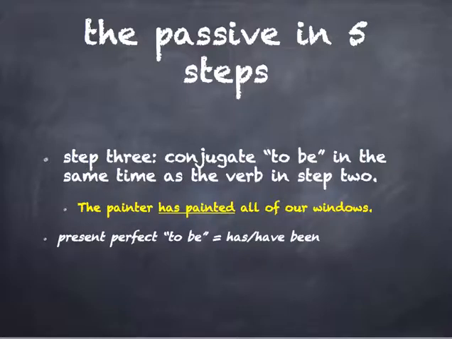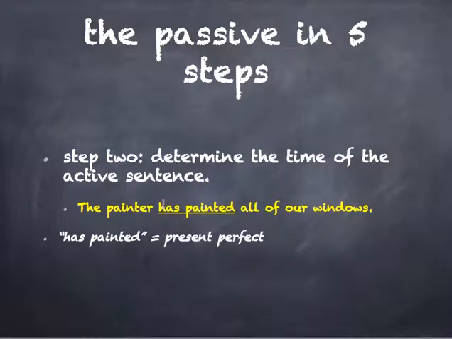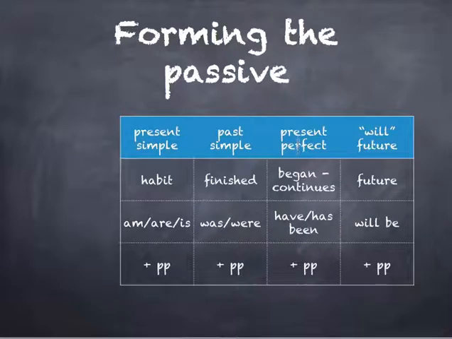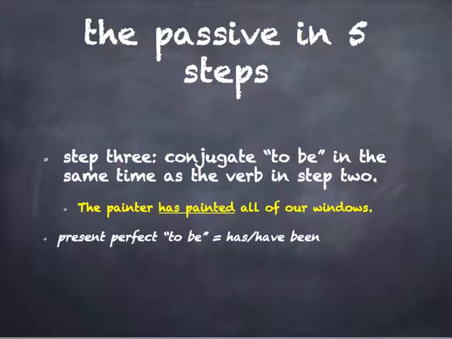Step 3, you conjugate the verb to be into the same time as the verb from step 2. Look, step 2, has painted, present perfect. So I need to put to be into the present perfect. It has to be in the same time. So what you see here, the present perfect of to be is has been or have been. I could go back to my chart and show you. Present perfect of to be is have been or has been. Okay? So have been or has been.